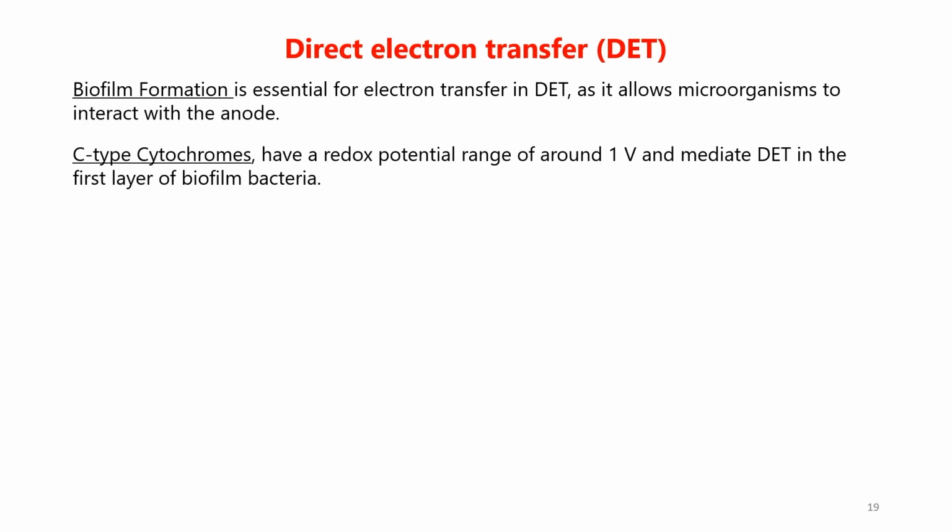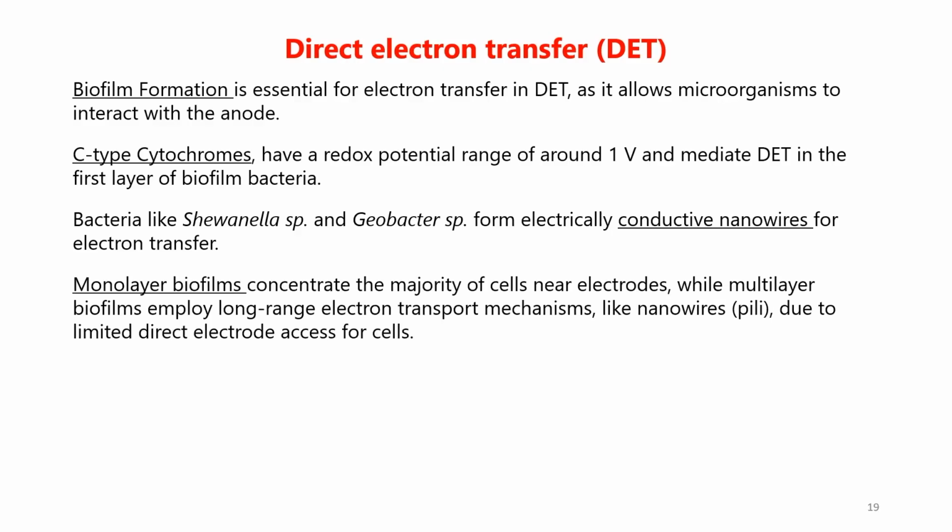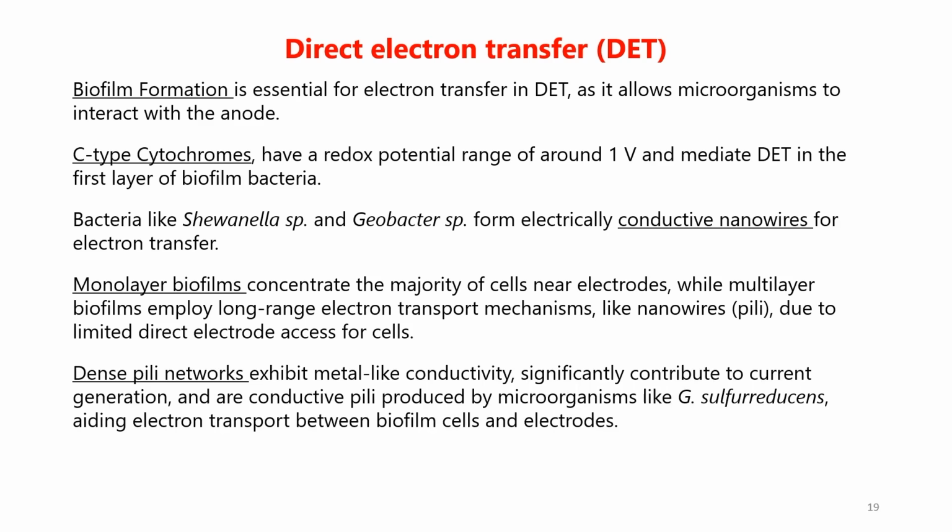layer of biofilm bacteria. Bacteria like Shewanella and Geobacter species form electrically conductive nanowires for this electron transfer. Then there are monolayer biofilms which concentrate the majority of cells near the electrodes, while multilayer biofilms employ long range electron transport mechanisms like nanowires due to limited direct electrode access for the cells.